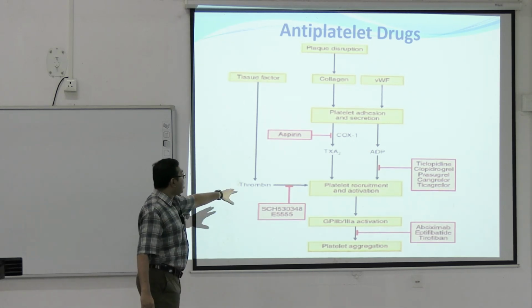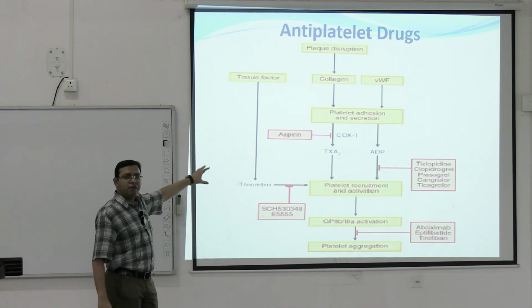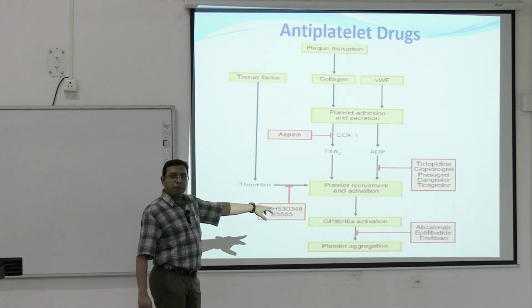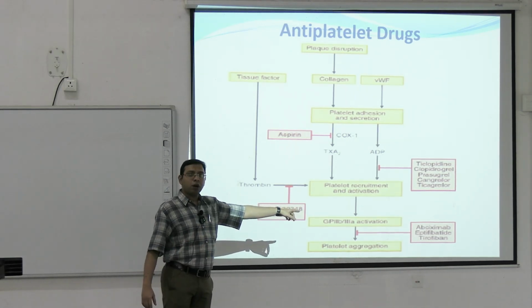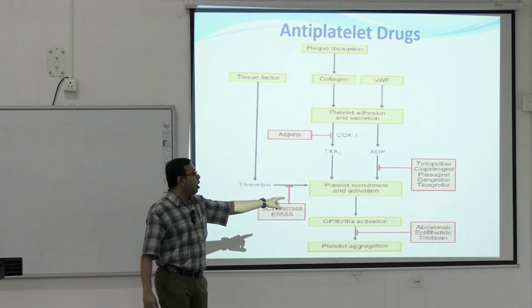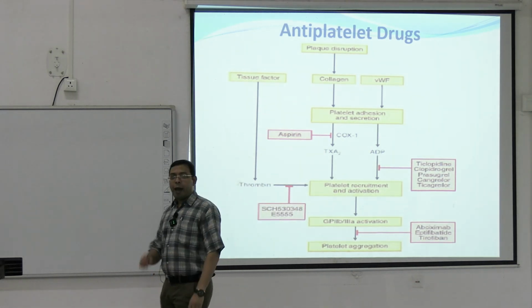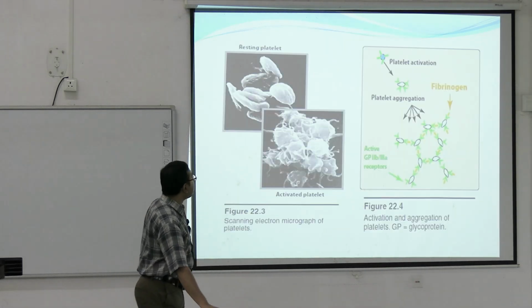You can see these are the other drugs that are under research that can block different agents, like thrombin can be blocked. GP IIb/IIIa activation is needed for platelet aggregation, and this can be blocked by some injectable agents like abciximab, eptifibatide and tirofiban. So we will discuss this.